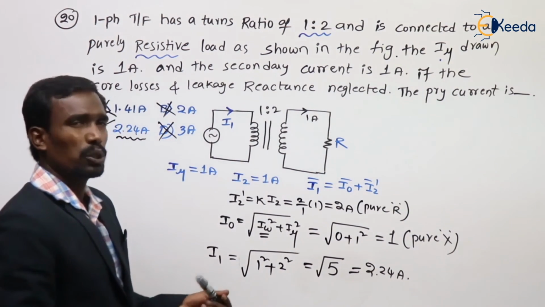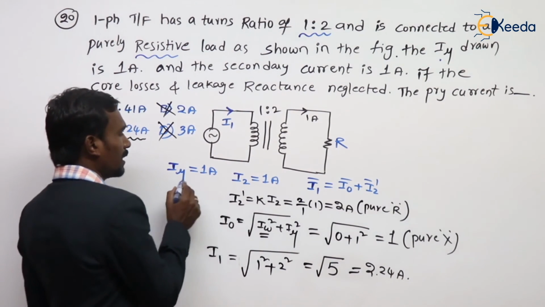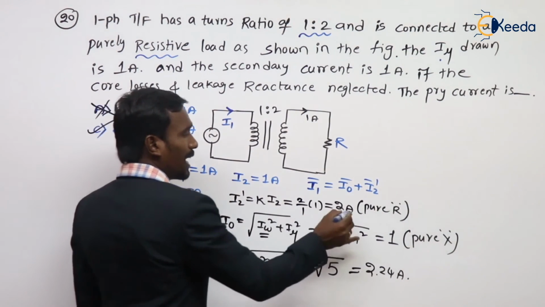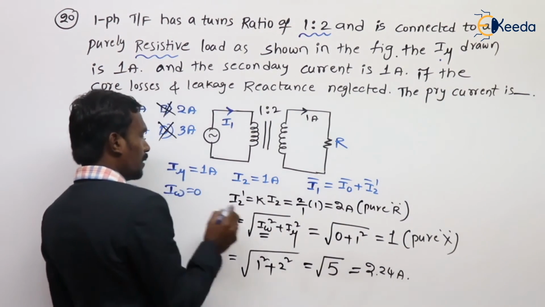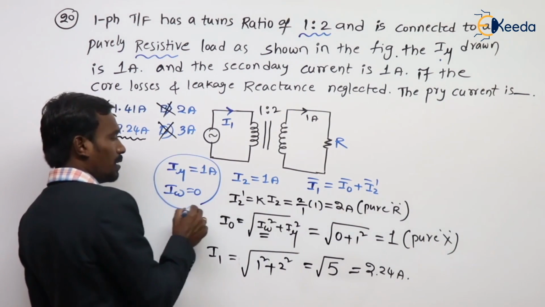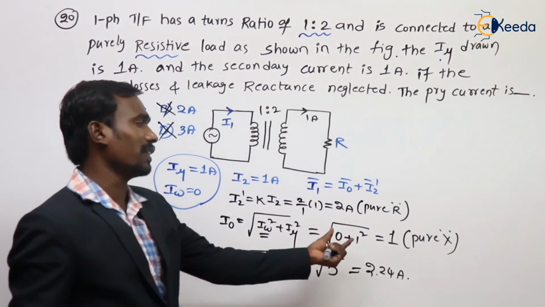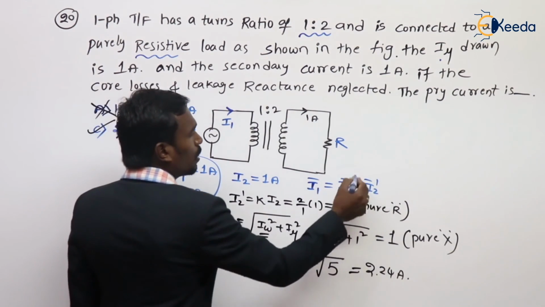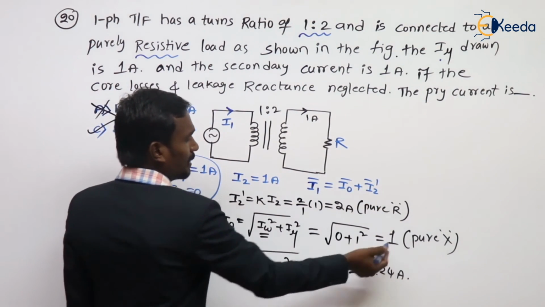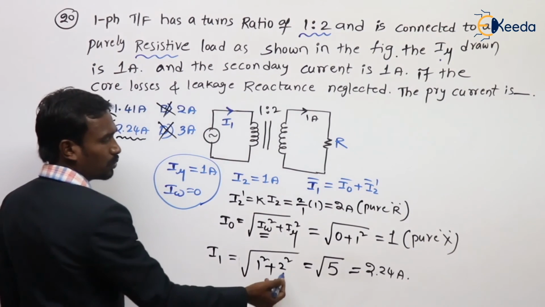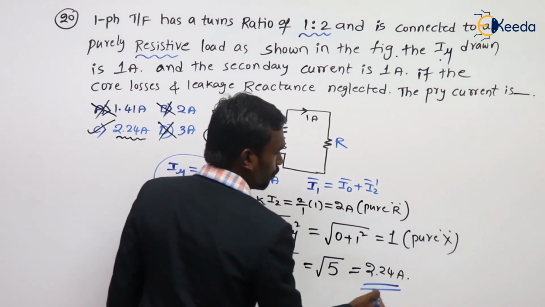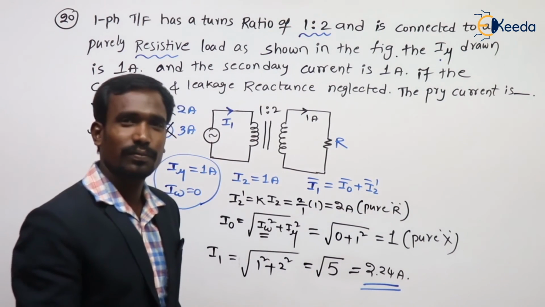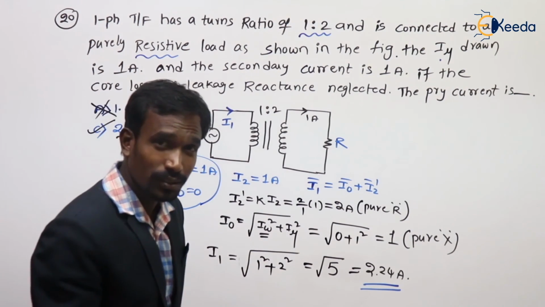The very simple question. They gave I2 and I mu. IW is equal to 0. Then I2 dash and I naught. Because I naught is the sum of these two, but IW is 0, that's why I naught is equal to 1. Then I1 is the vector sum of these two, but here these two are displaced by 90 degrees, that's why 1 square plus 2 square, that is equal to 2.24 amperes, is our answer. Very important question. Right? Understood? Thank you.